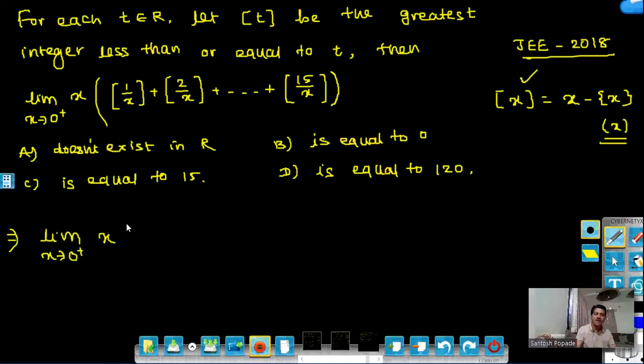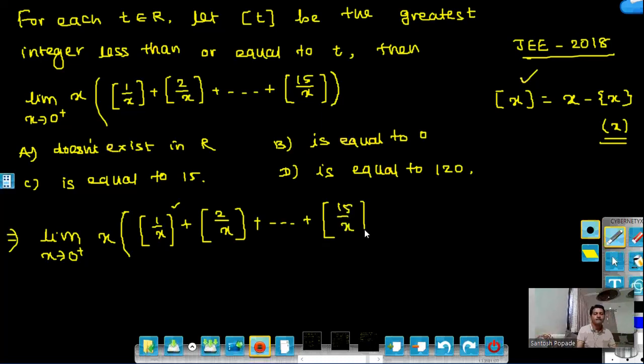Okay, limit as x tends to 0 from the positive side of x times the bracket, the greatest integer function of 1 by x, plus the greatest integer function of 2 by x, plus terms of this kind, and so on, up to the bracket of 15 by x. Okay, we got this. Now we will use the definition of the greatest integer function.